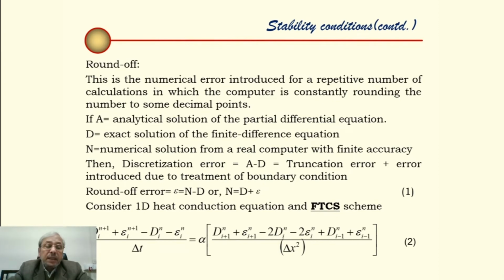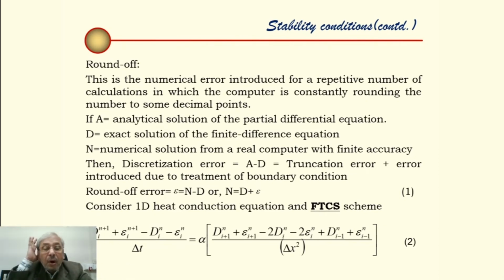But what is round-off error? We are expecting to get D always, and if we get D, we are really satisfied. But when we do the machine computation, we do not get D. What we get is N. And this discrepancy is because of round-off error. So epsilon is N minus D, or you can say N equals D plus epsilon.